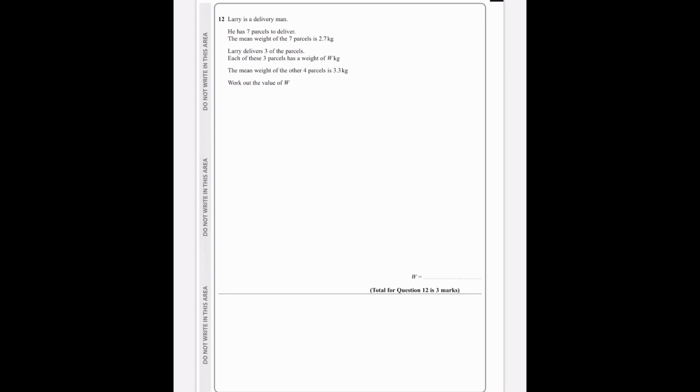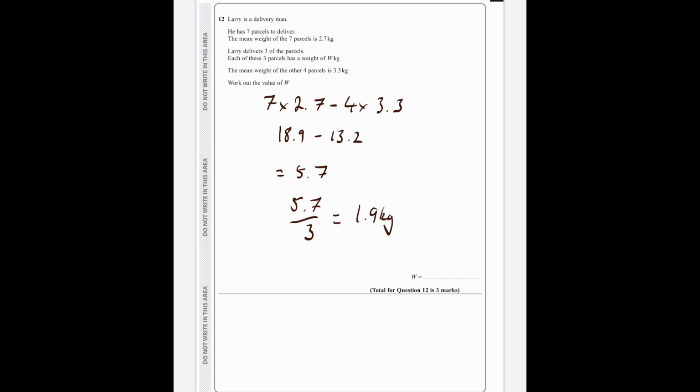Question 12, Larry, our delivery man. We know that the mean weight of the 7 parcels is 2.7, so if I do 7 times 2.7, it gives me the total weight of those parcels. Similarly, we know 4 parcels at 3.3, so 4 times 3.3 gives the total weight of those parcels. Work out how much is left. There's 5.7 kilograms left. Divide that by the 3 remaining parcels, meaning they have a mean of 1.9 kilograms.